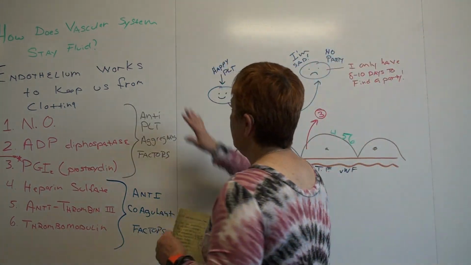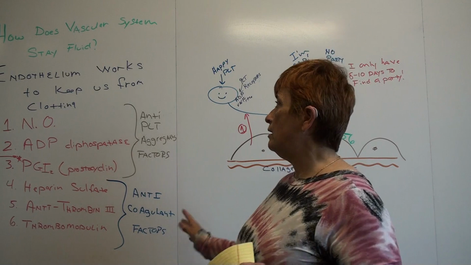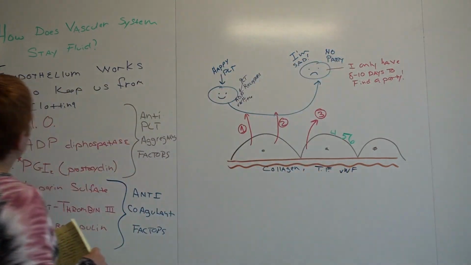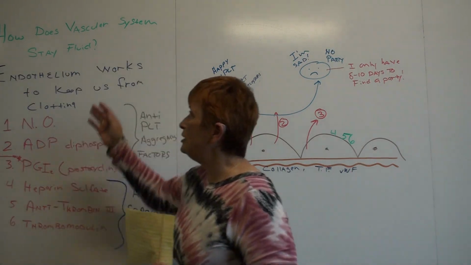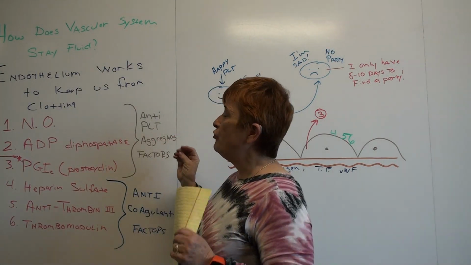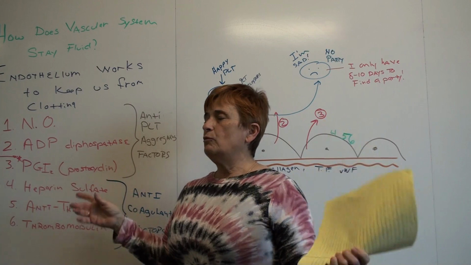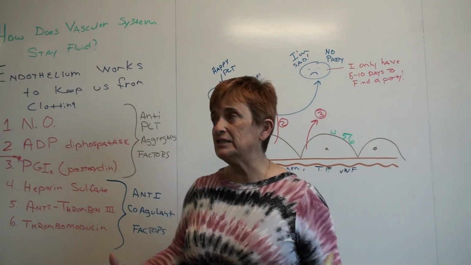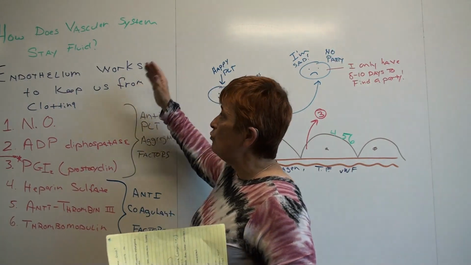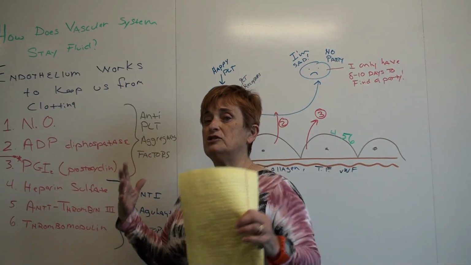All right, so how is all this actually done and held together? Well, over here I've written down for you again from my notes, how does the vascular system stay fluid, right? How in the world is it going to stay fluid? And also the main thing, remember, the first thing that's going to happen, it's our endothelium in our blood vessels.